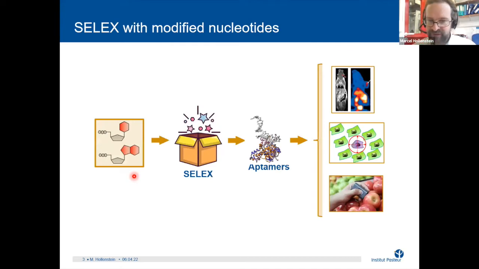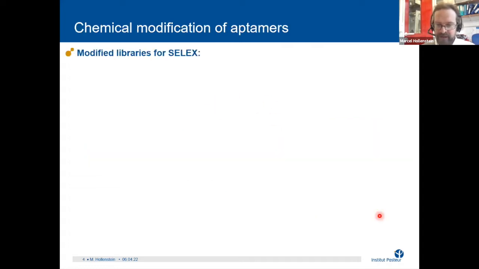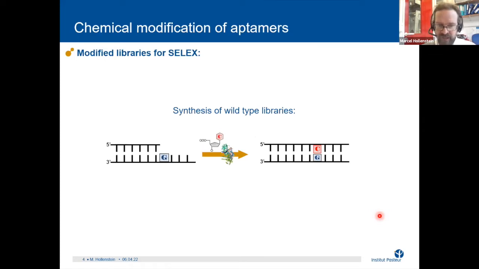So let me start with our involvement in SELEX. I do not really need to go into many details, but the main idea is to synthesize modified nucleoside triphosphates, use them in SELEX, and get modified aptamers for various applications. In general, when people identify aptamers, they use non-modified DNA or RNA, and for that they use libraries. First, you use phosphoramidite chemistry to get the libraries and then amplify them using PCR.